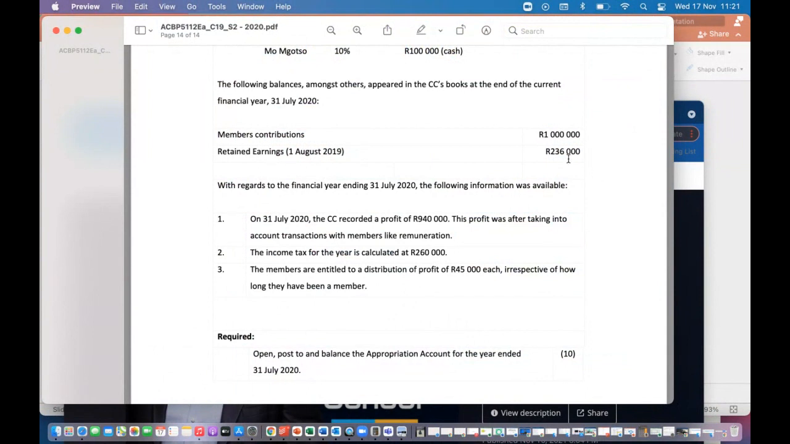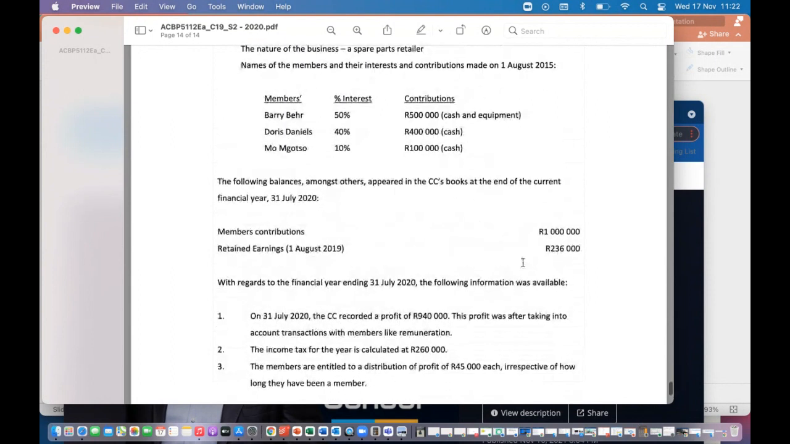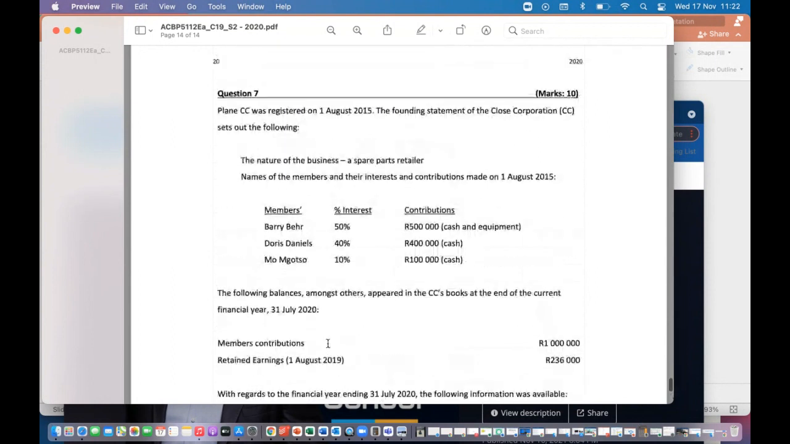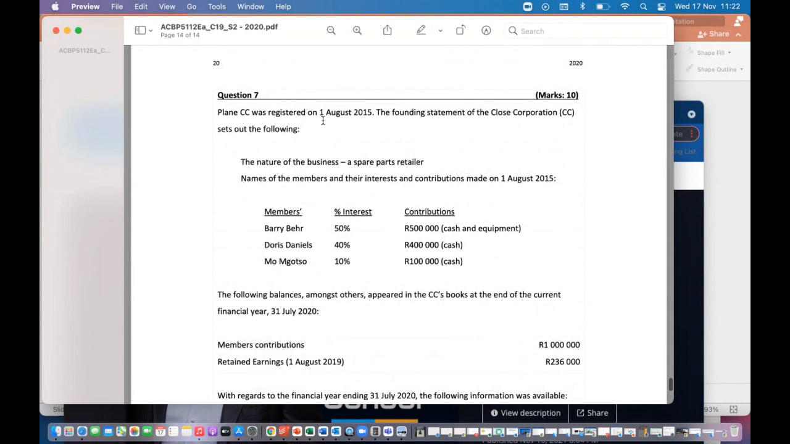So here you have your retained earnings, right? For the 1st of August 2019. So that's going to be your opening balance there. Then here they've told you with regards to the financial year end, 31 July 2020, the following information was available. Okay, we'll get into that. But here you'll see they registered on 1 August 2015. The founding statement of the CC sets out the following.